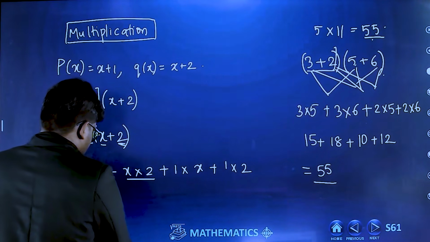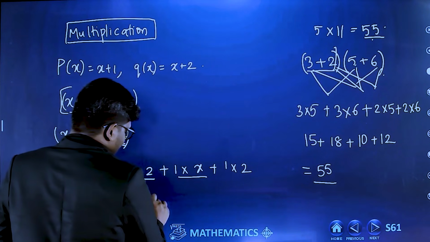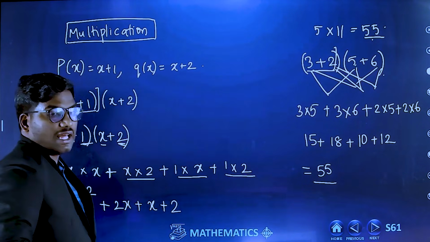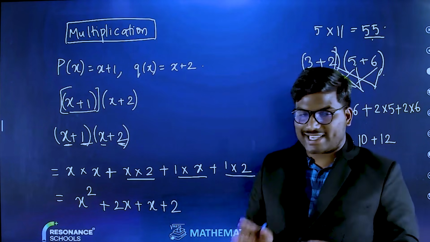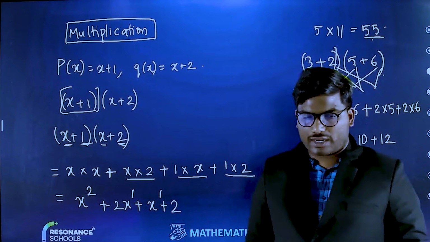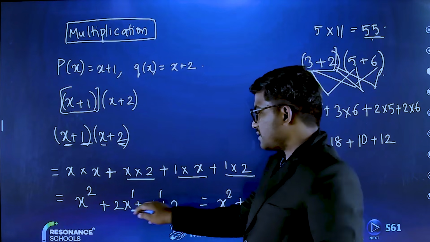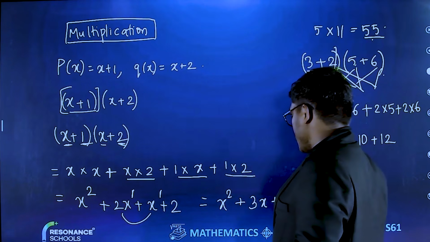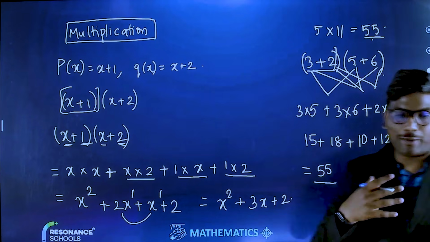2 into x will be 2x. 1 into x will be x. 1 into 2 will be 2. Right? Now look at the like terms. Like terms are the terms that have the same degree, right? So 2x power 1 and 1x power 1. So this will be x square plus 2 plus 1, 3x plus 2. So this is how we multiply polynomials.